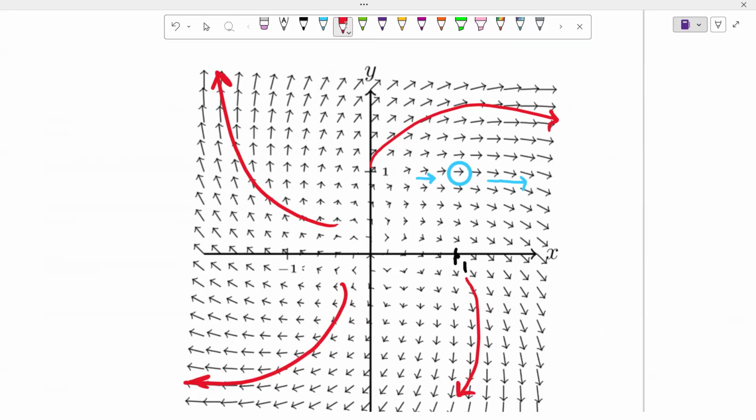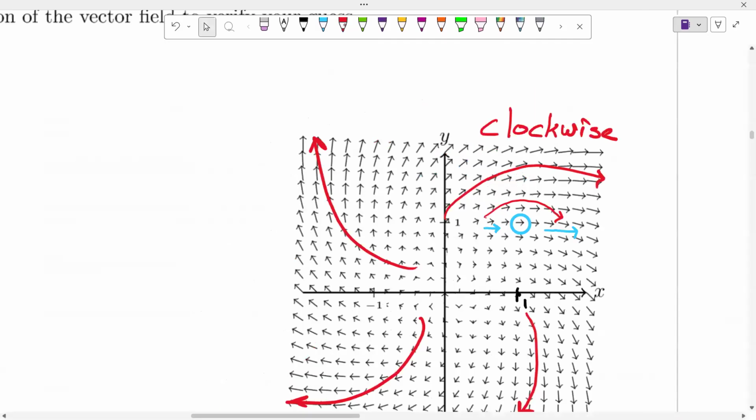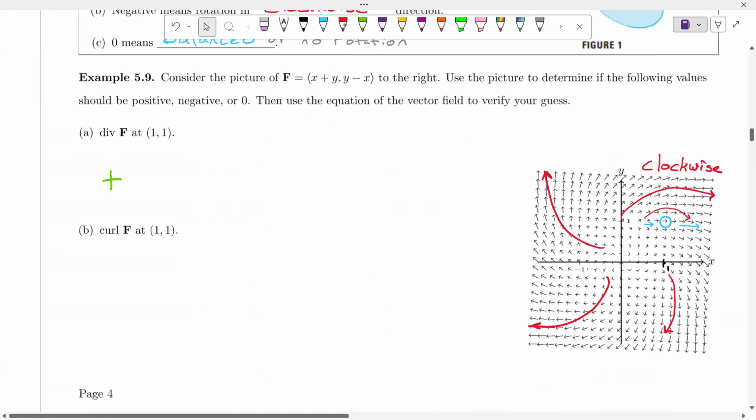In particular, at our point, I can see that same idea is showing up. Moving that way. So this would be clockwise, which means that I'm going to expect my curl to be negative. All right, and then let's check those answers.